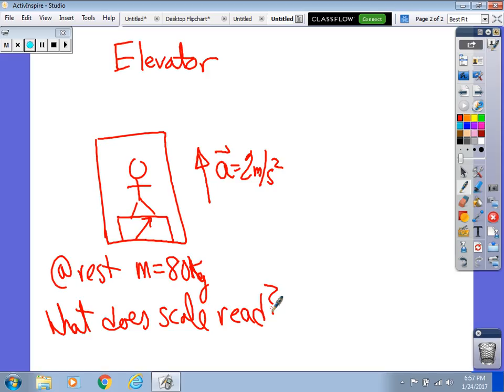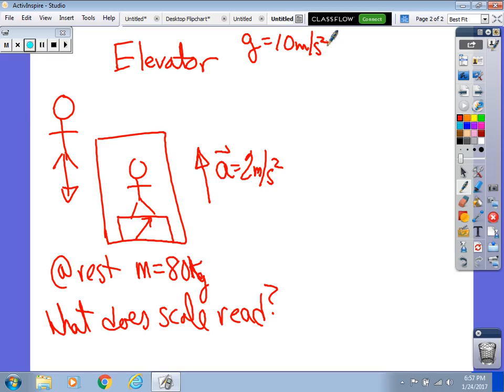Now, you should know that if this thing is at rest, right, and I draw a force diagram for this guy, he's going to have his weight downward. And just for simplicity's sake, I'm going to use 10 meters per second squared for acceleration due to gravity. Okay?